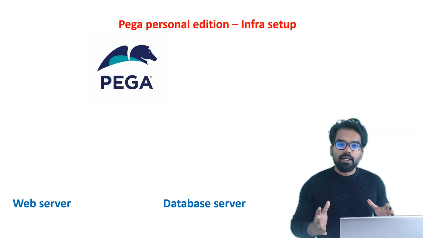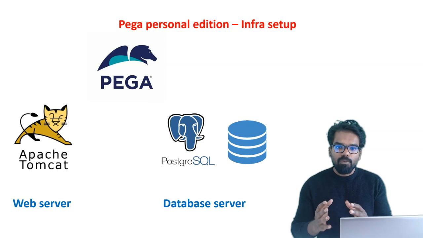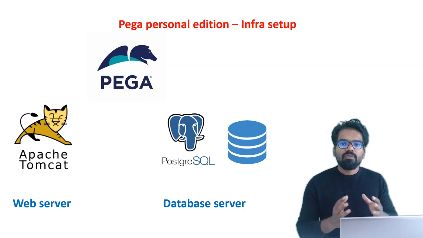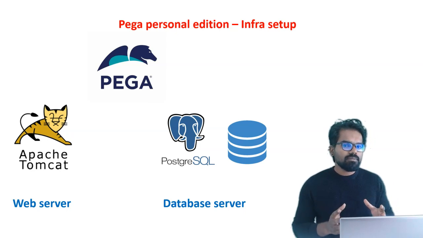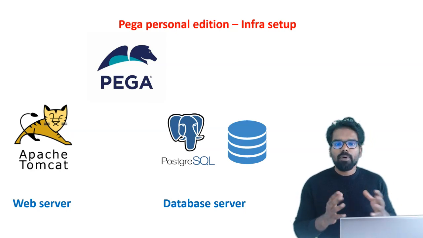Okay, now coming back to the Pega Personal Edition. For the web server, we have Apache Tomcat, and for the database server, we have PostgreSQL. So why did Pega choose both these options? It is because both are open source.